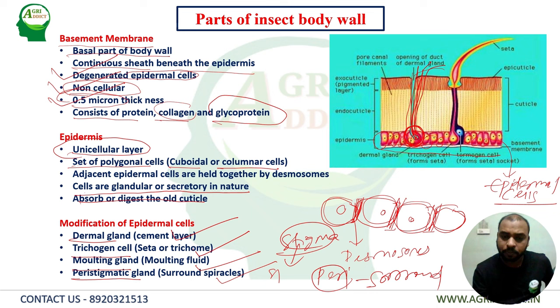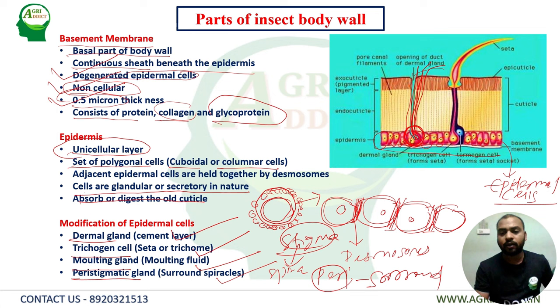So here is the spiracle. Around this spiracle, some glands will be there. These are the peristigmatic glands and they surround the spiracles. The peristigmatic gland will secrete its secretions to the spiracle, so that the outer dust particles that come to the spiracles will be absorbed quickly by the spiracles, and that dust will not go inside the trachea. They protect the trachea from dust particles. Okay, this is the function of the peristigmatic gland.